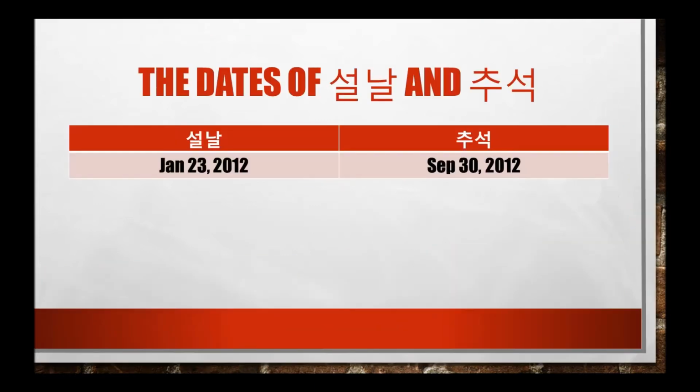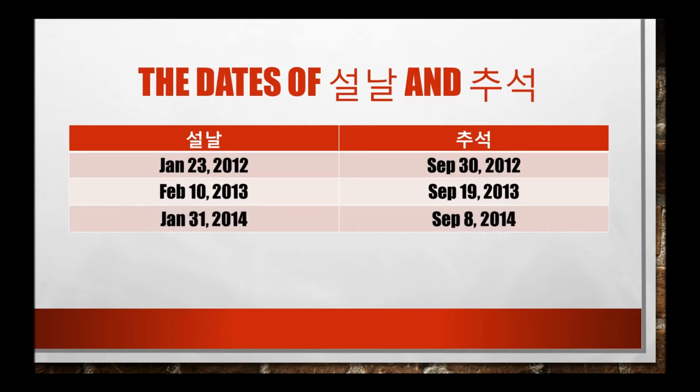Okay, let's get started. First, let's check the dates of 설날 and 추석 in 4 years. The dates of 설날 and 추석 in 2012 were January 23rd and September 30th. And in 2013, it was February 10th and September 19th. In 2014, this year, it's January 31st and September 8th.